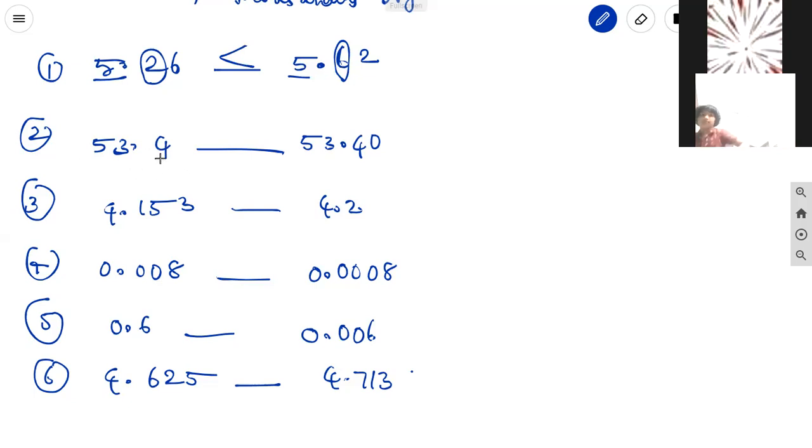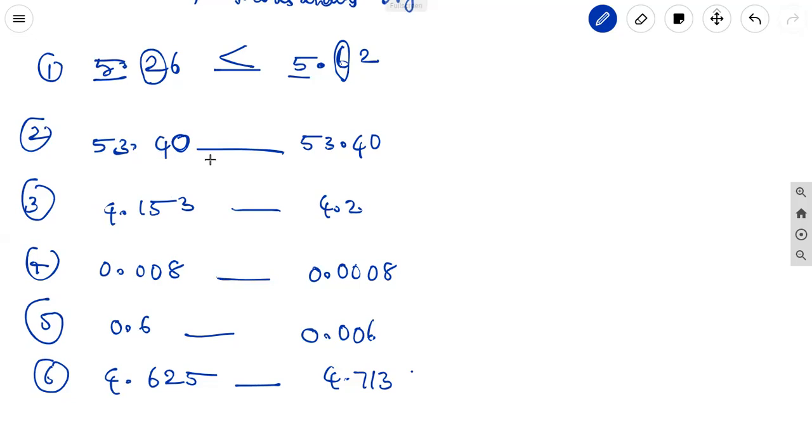In the second case, these are not like decimals. They are unlike decimals. First, we make them into like decimals. Like decimals means we put a 0 here, and then it is converted into like decimals. It is 53.40 and 53.40, both are equal. When the decimals are unlike, first of all convert them into like decimals.